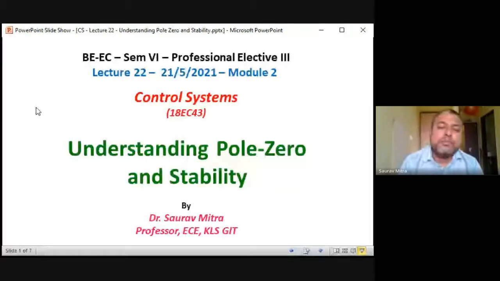So we can, by using the transfer function.